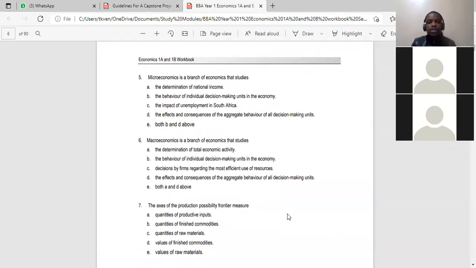Then question number 5, microeconomics is a branch of economics that studies, remember, we said that there is macro and then there is microeconomics, right? Macro versus microeconomics. So what is microeconomics? Says there a determination of national income? No, that is macro, because national income, broad, right? B, the behavior of individual decision-making units in an economy. That's the exact definition that we talked about. The behavior of individual people in the economy making decisions. That is what microeconomics is all about.